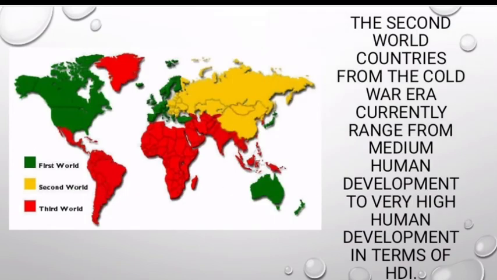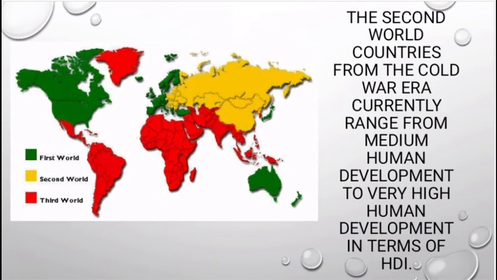The second world countries from the Cold War era currently range from medium human development to very high human development in terms of HDI. So what is HDI? The HDI is a summary measure of human development. How is it defined? The HDI is the Human Development Index.